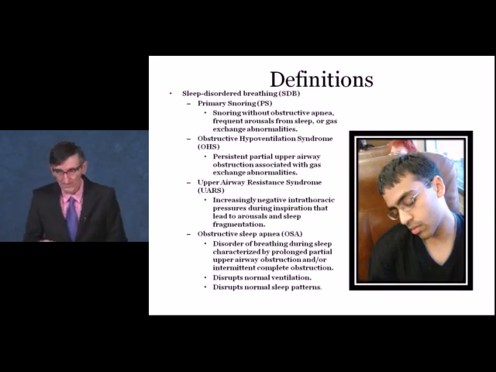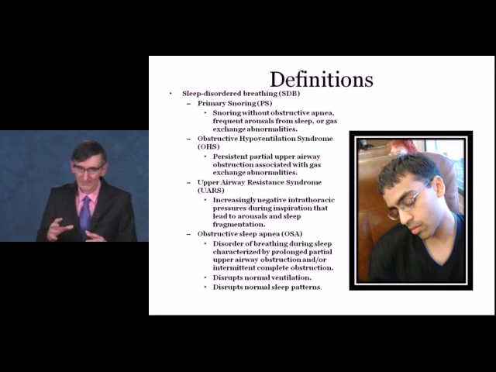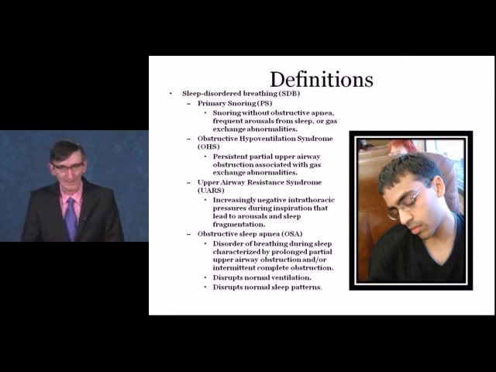Now, there's frank sleep apnea, and there's a number of grades in between. Let's just go through each one. We have sleep disordered breathing events. Now, what are they? There's primary snoring, and then we have obstructive hypoventilation, upper airway resistance syndrome, and obstructive sleep apnea. This one we are all familiar with.